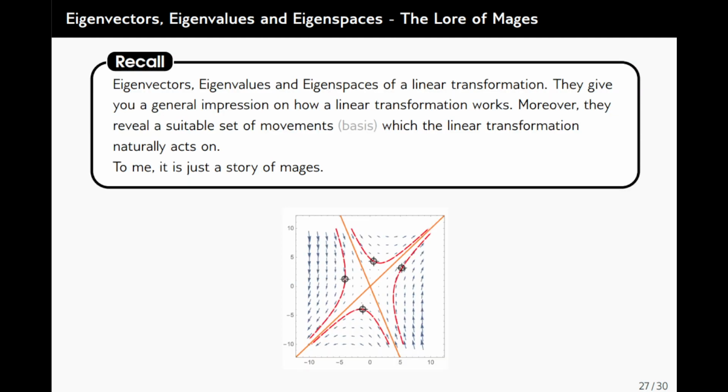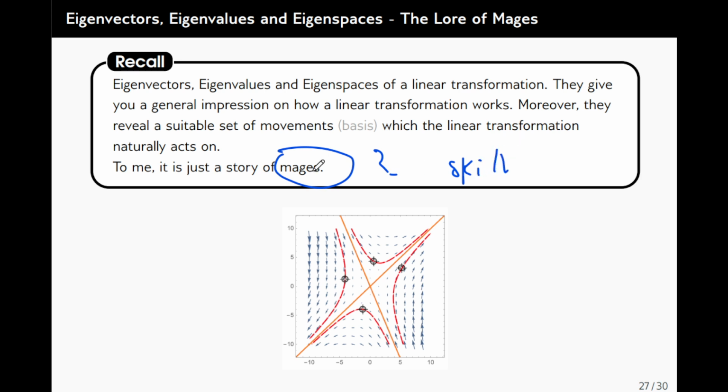Okay. So the last part is eigenvectors and eigenvalues. They should give you a general impression of how a linear transformation works. But to me, if you are trying to understand it the first time, I would just tell you it's just a story of mages. So, what do you feel about mages? What is in your mind? Probably it's not good to say anything about gender, right? But you should have skills, right? You know, magic. There's a skill.